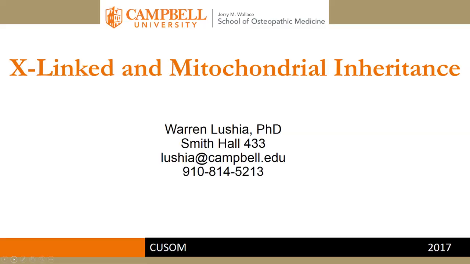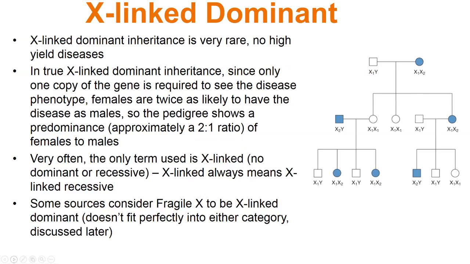All right, so we're going to continue on with the subject of genetics, and today we're going to talk about the X-linked and mitochondrial inheritance. And these are the ones that are a little bit unusual, I guess you could say, compared to the autosomal dominant and recessive that we've already seen. So the first thing we're going to talk about very briefly is X-linked dominant.